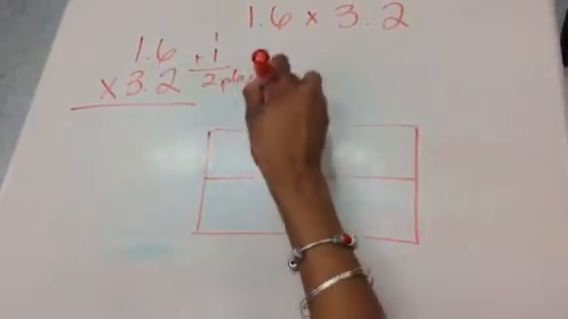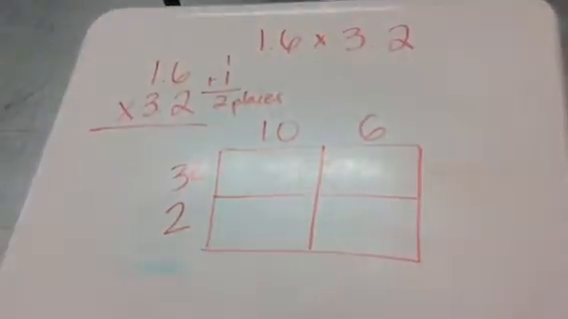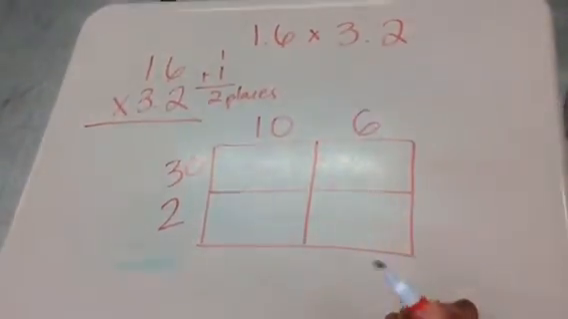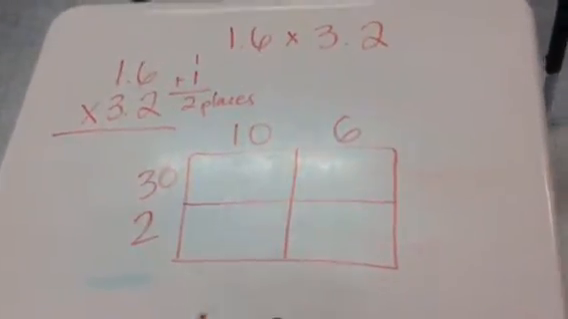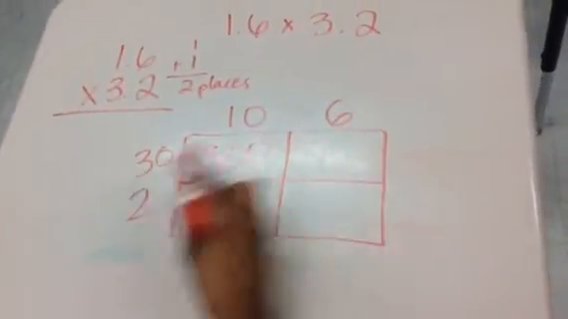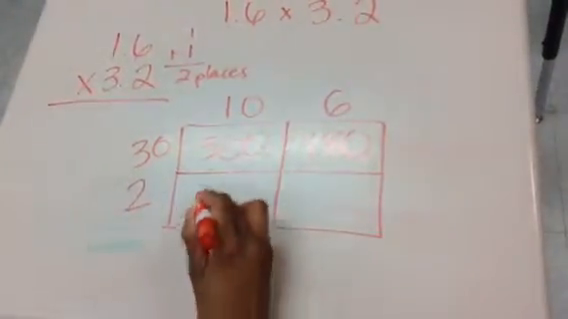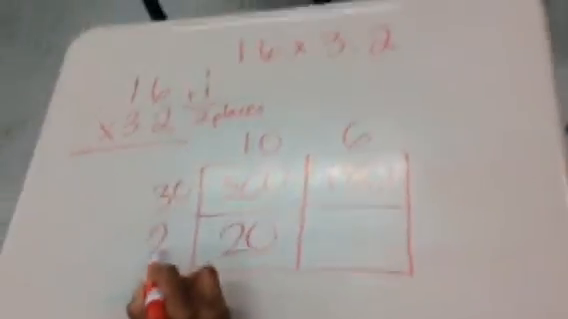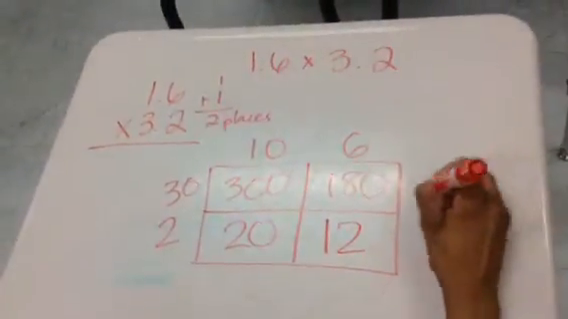Well, we have our 10 and 6 after we decompose 16. And we have 30 and 2 after we decompose this, because remember, it's just like multiplying whole numbers, and we add our decimal at the end. So 30 times 10 is 300. 30 times 6 is 180. 2 times 10 is 20. 2 times 6 is 12. And remember, then we just find the sum.